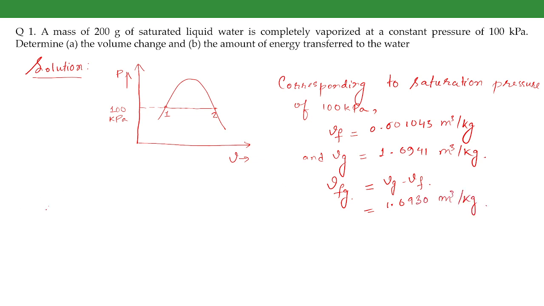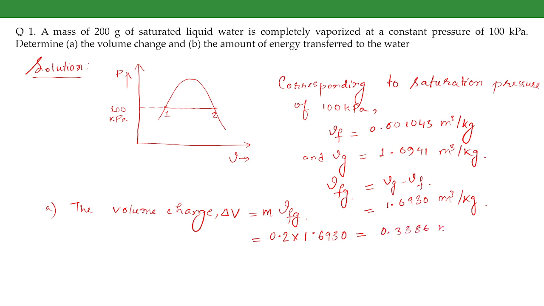Therefore, what is the change in the volume? The volume change, let me denote it as delta V, is equal to the mass of the liquid water which is changing the phase, multiplied by the change in the specific volume. So this is 200 grams, so this is 0.2 kg multiplied by 1.6930. So this comes out to be 0.3386 meter cube, and then the amount of energy transferred to the water.